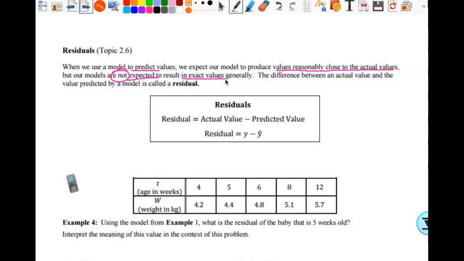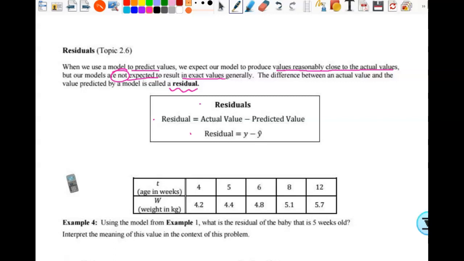But our models are not expected to result in exact values generally. It is possible that when you do a scatter plot of your data, your regression doesn't touch any of the points, or maybe it hits a couple, or maybe just one. It just depends on the data. So the difference between the actual value and the value predicted by the model is called the residual. A residual is the actual value minus the predicted value, which means it's basically y minus y hat, and that's why we have to distinguish between the two.